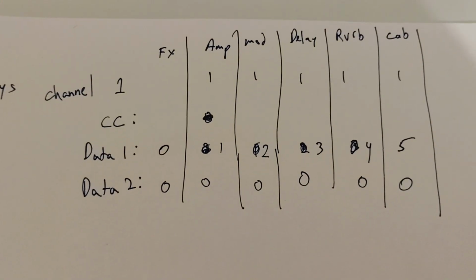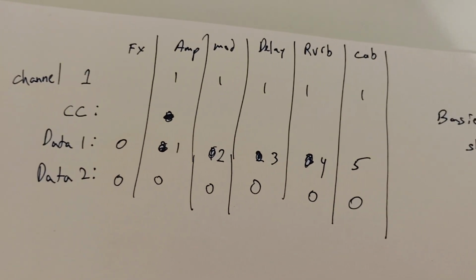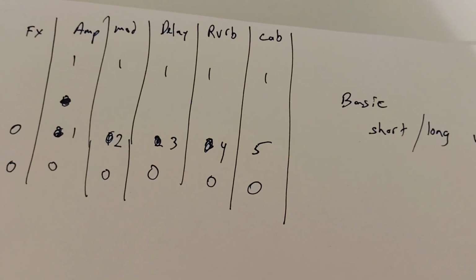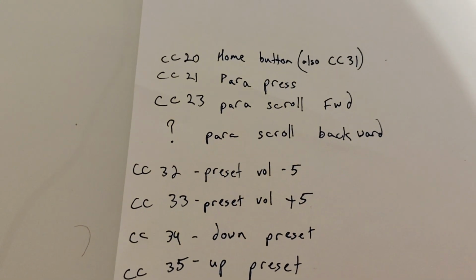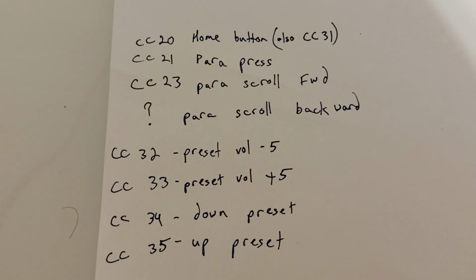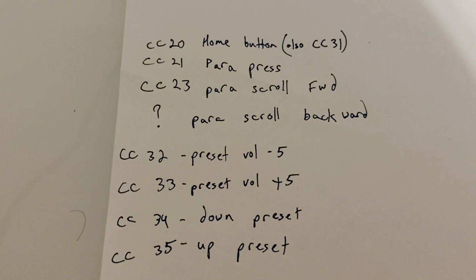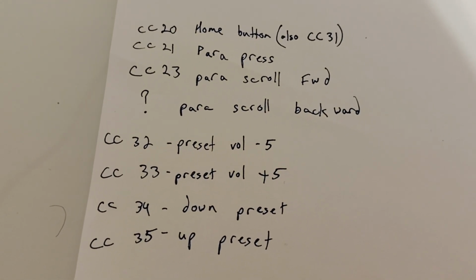For FX on and off, the code is 00. And for amp is 10, mod is 20, delay 30, reverb 40, cat 50. These are much more complicated, which is a few that I came across. Home button is 20 or 31, power press 21, etc. You could read this, pause it, and read it if you want to see.